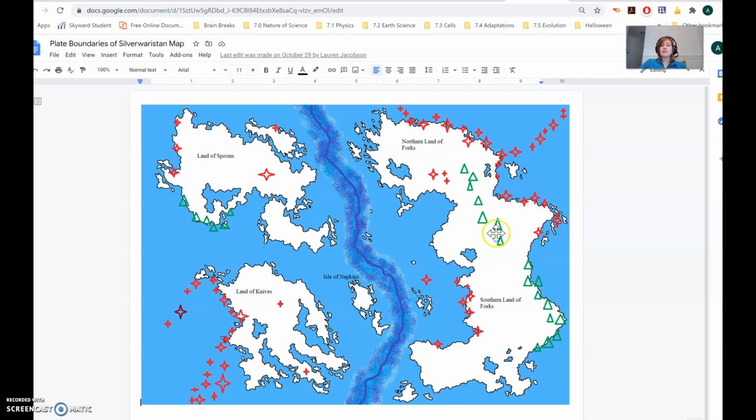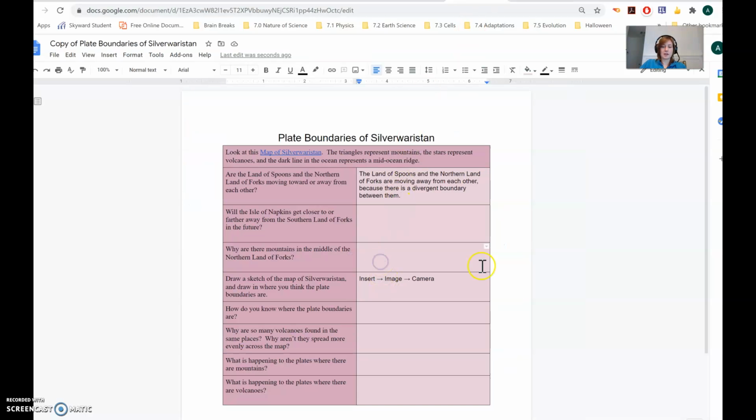So let's say that these mountains were formed by a convergent plate boundary. I'm going to go ahead and type that here. The mountains in the northern land of forks were formed by a convergent boundary when two plates crashed into each other. And they're still crashing into each other. It's just that they're slowly moving towards each other, and they keep piling up and the mountains get higher.